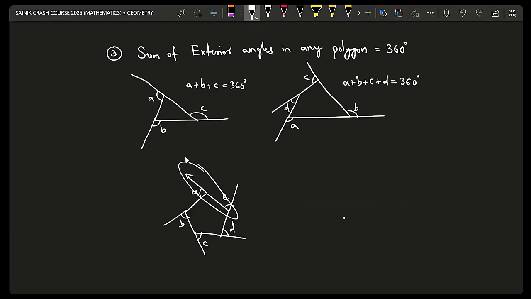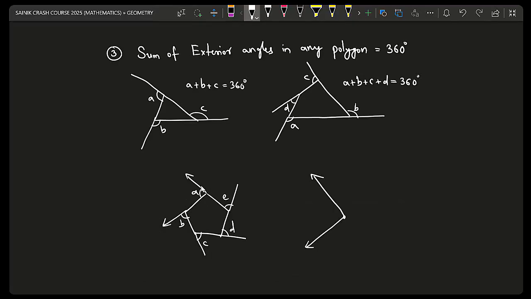Starting from that point, I'm drawing a line which is parallel to this ray. That means this ray and this ray are parallel. And next, from the same point, I'm drawing a ray which is parallel to this ray now. Okay, so I can draw like this.